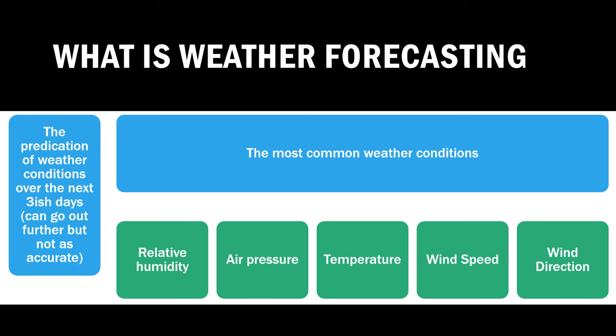So, what is weather forecasting? Weather forecasting is the prediction of weather conditions over the next three-ish days. I say three-ish because weather is ever-changing and evolving to where in the next 3 days it could have totally changed from when we started forecasting it 3 days ago.